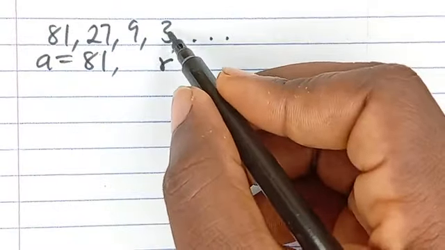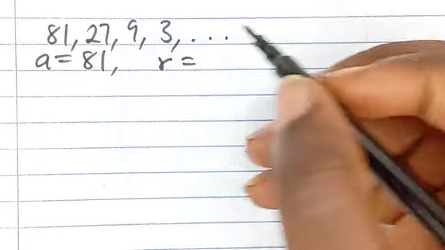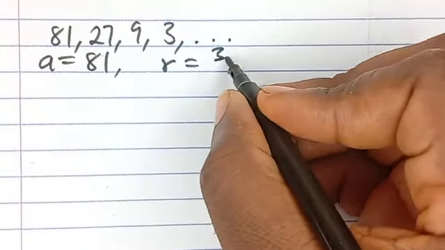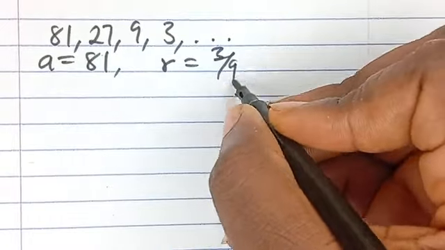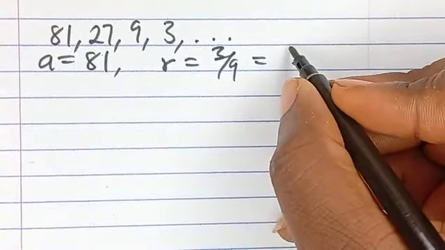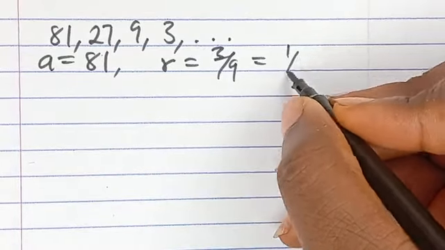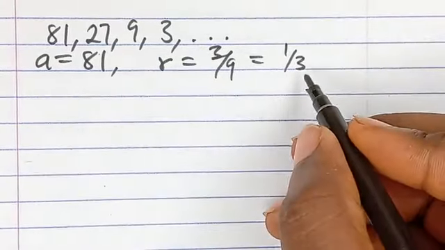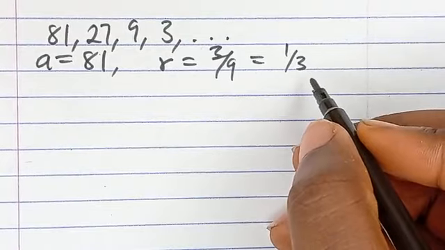So let me just pick this, divide by this one coming before it, because you can actually pick any of them and divide by the one coming before it. So 3 divided by 9. So 3 into itself is 1, 3 into 9 is 3. So the common ratio is 1 over 3.